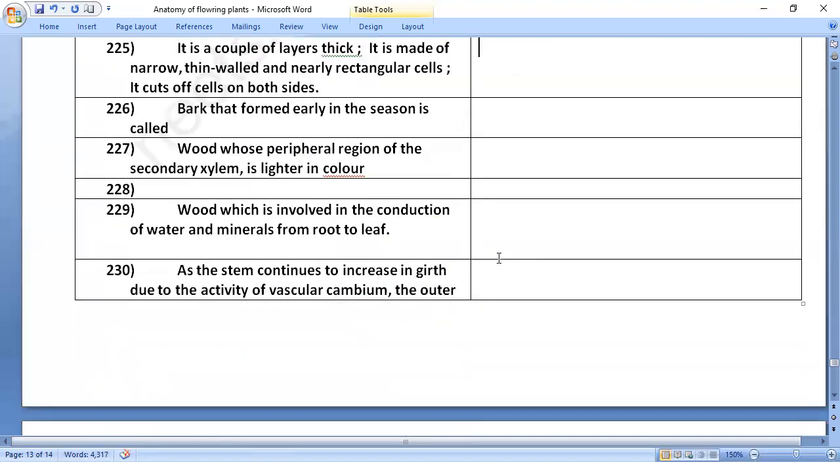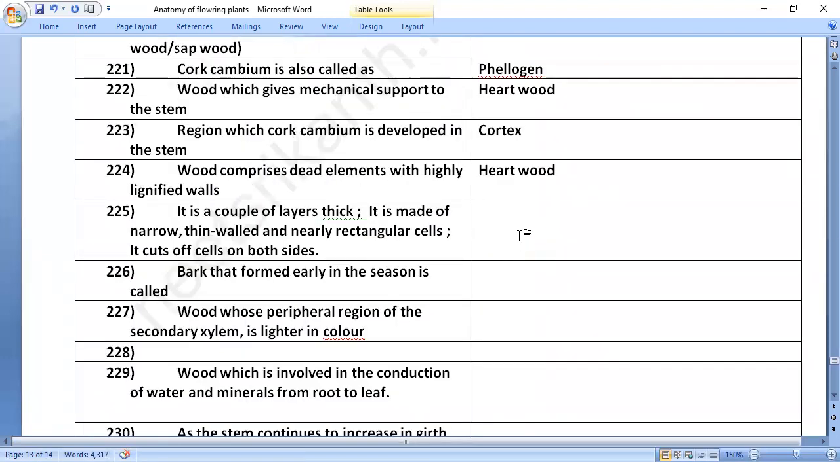It is a couple of layers thick. It is made of narrow, thin-walled, nearly rectangular cells. It cuts off cells on both sides. That is phellogen, or cork cambium. Bark that forms early in the season is called early bark, also called soft bark.